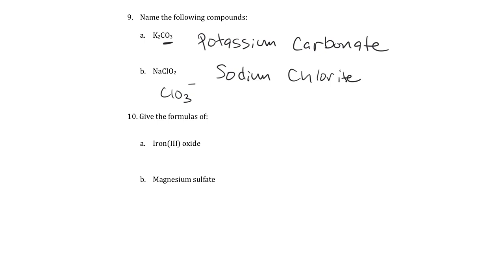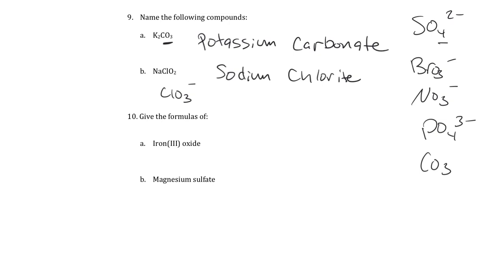So the things to remember: sulfate is a 2 minus with 4 oxygens. Chlorate, like we see here, is 3 with a minus. Bromate is 3 with a minus, BrO3 minus. Nitrate is 3 with a minus. Phosphate is 4 with a 3 minus. These are just some common ions that I think we should know. Of course, carbonate as well.